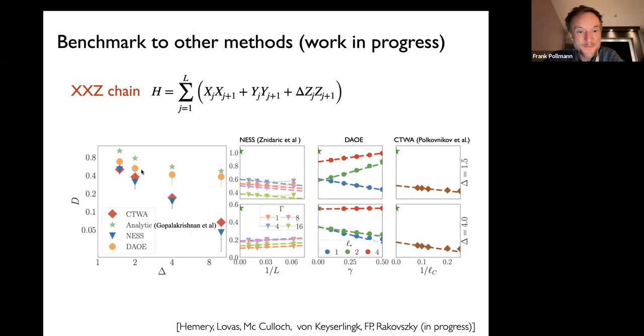and here we actually see that the other methods, like the NES method and also the cluster truncated Wigner approximation, just completely fail, and they fail for the reason that these methods can't cope with the fact that there are some rather complicated integrals of motion, while the Dowie method actually still approximately gets the diffusion constant right, even for this model.